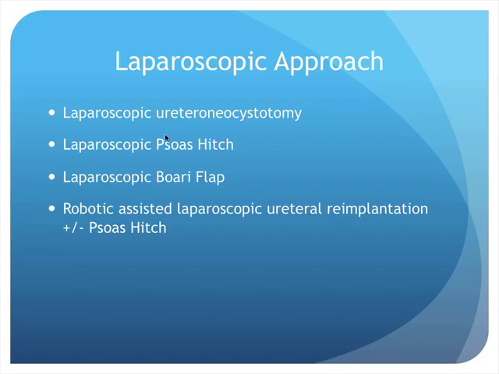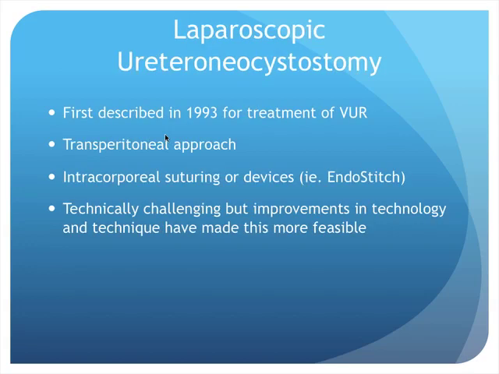So I'm going to talk a bit about laparoscopic approach now to ureteroneocystostomy, and this includes laparoscopic psoas hitch and laparoscopic Boari flap, as well as robotically assisted procedures as well. So this was first described in 1993 for treatment of vesicoureteric reflux, and typically it's a transperitoneal approach and requires intracorporeal suturing or newer devices such as the Endostitch. This has been quoted as a technically challenging procedure, but improvements in laparoscopic technology and technique have made this more feasible.